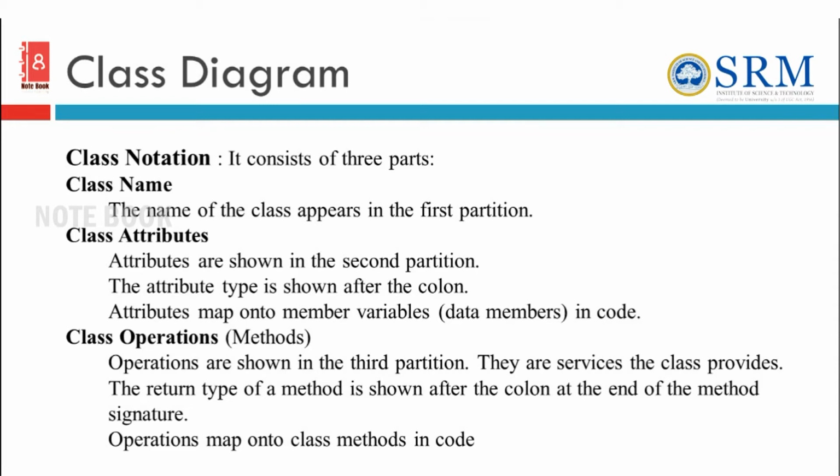Type is nothing but the data type of the attribute given in the class. Attributes map onto member variables in code. Then class operations, that is methods or functions. Operations are shown in the third partition of the class, that is the third compartment, which is also the final or last compartment. They are the services the class provides. So what services the class can provide will come in that compartment. The return type of a method is shown after the colon at the end of the method. Operations map onto class methods in code.